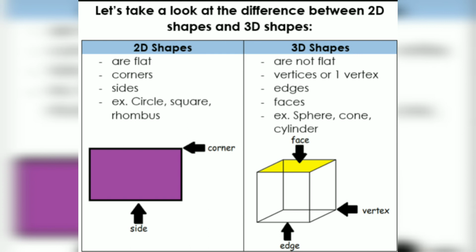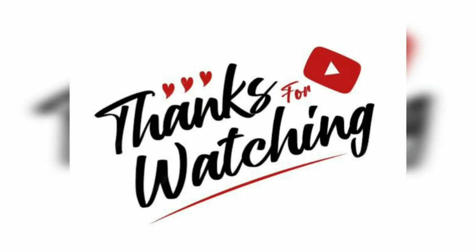Let's once again take a look at the difference between 2D shapes and 3D shapes. 2D shapes are flat while 3D shapes are not flat. 2D shapes have corners while 3D shapes have vertices or one vertex. 2D shapes have sides while 3D shapes have edges. The examples of 2D shapes are circle and square, while 3D shapes have faces, and its examples are sphere, cone.